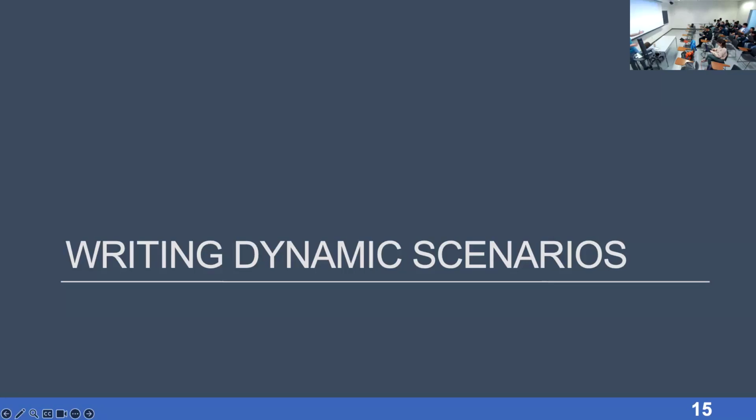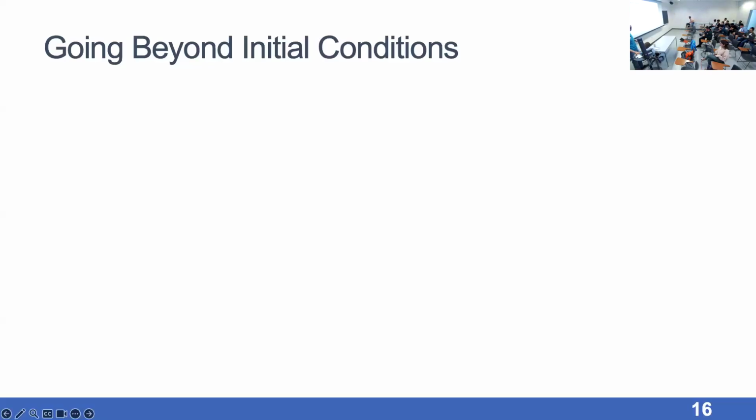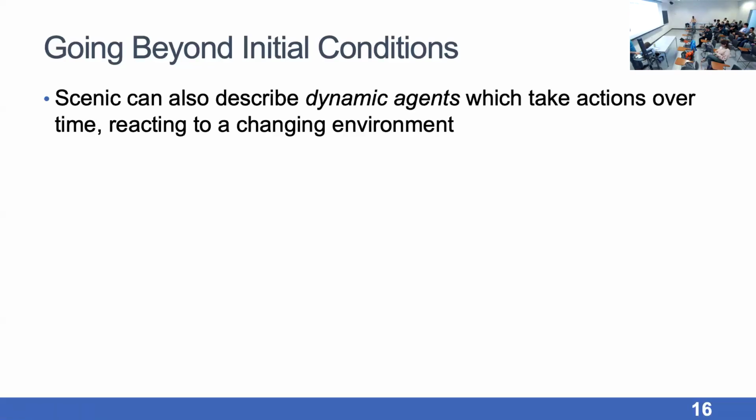Okay, so earlier this morning we saw how to write static Scenic scenarios, you could say. They're just describing scenes, so configurations of objects at one point in time. How can we add dynamics to that to say how things move and behave in other ways? Scenic can describe what we call dynamic agents, which take actions over time, and they can react to the changing environment. It doesn't have to be a pre-programmed fixed sequence of actions.